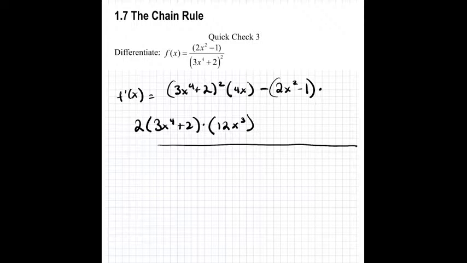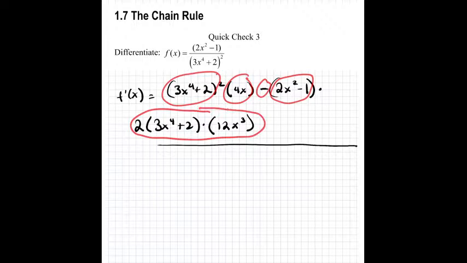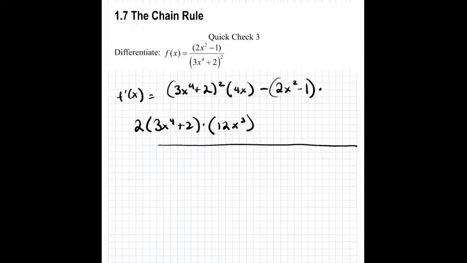The bottom times the derivative of the top, minus the top times the derivative of the bottom, over the bottom squared, right? So, I'm going to put it all in one line. So the bottom squared is going to be 3x to the 4 plus 2. It's going to be now to the power of 4, right?